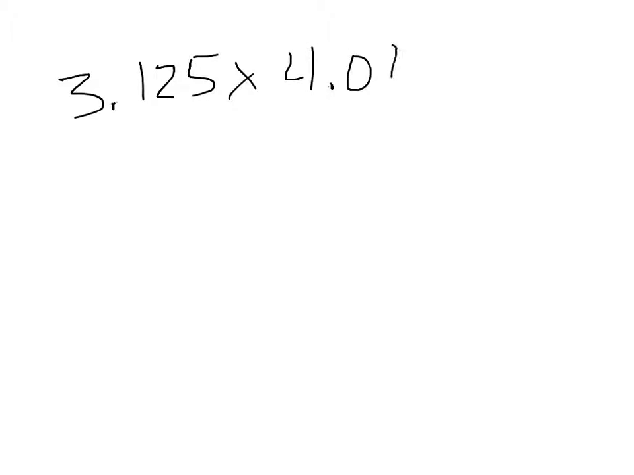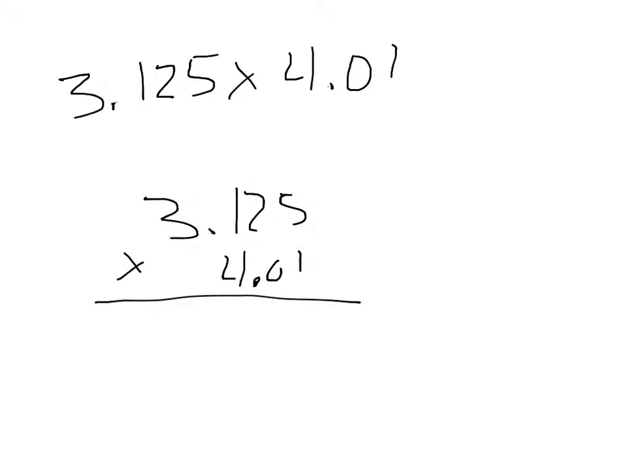What if we had 3 and 125 thousandths times 4 and 100th? Okay. Again, we're going to put the number with the most digits up top regardless of decimals, and whichever is greater, it doesn't matter. Okay, 3 and 125 thousandths, 4 and 100th, and we'll multiply it.